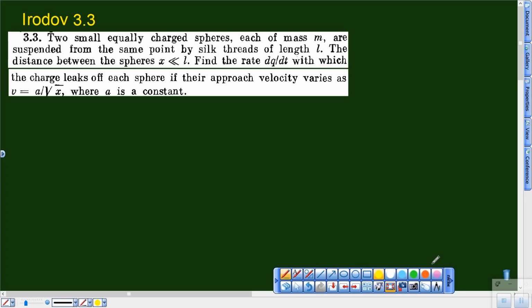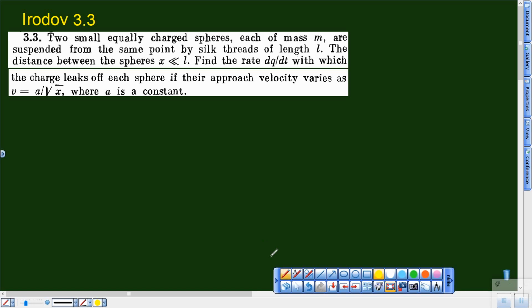Well, this is Erodov 3.3, and I've already discussed a question in the previous lecture. This is the next question, the second question that I'm discussing after Coulomb's law, on the application of Coulomb's law.